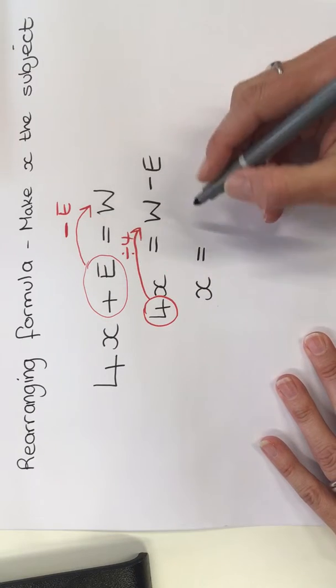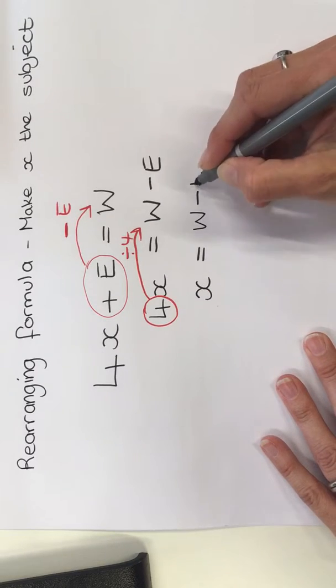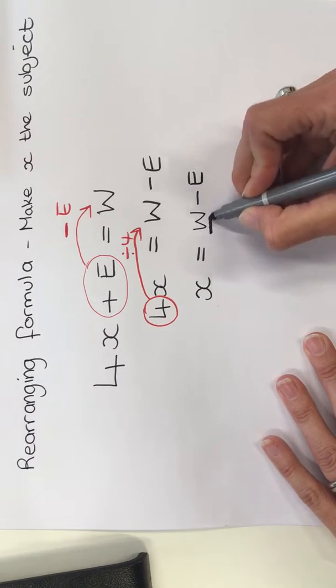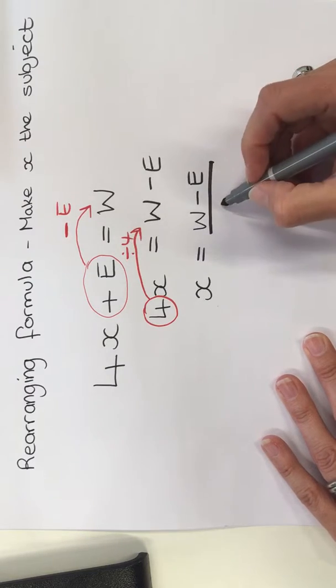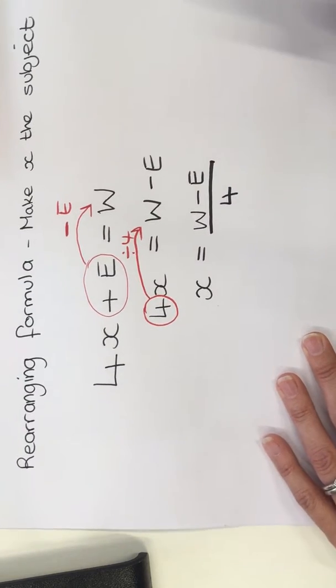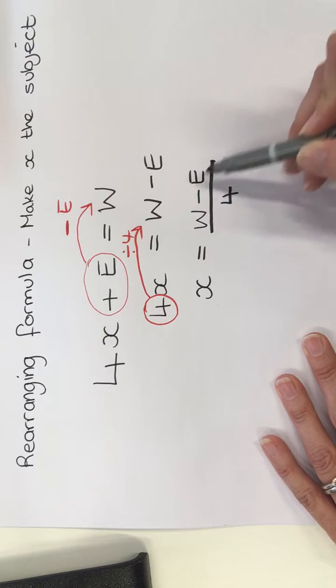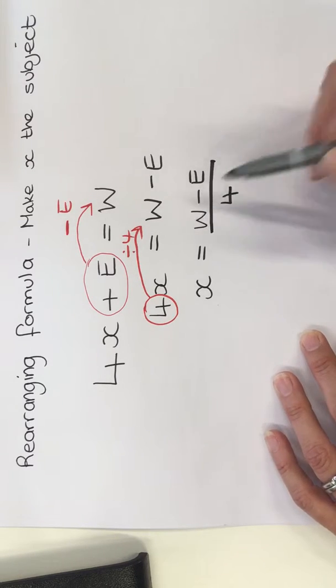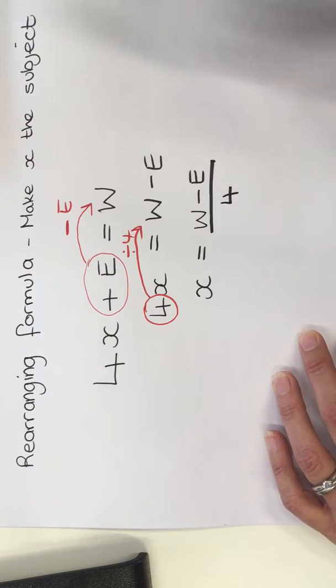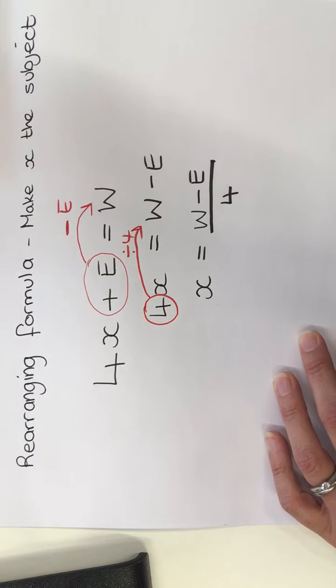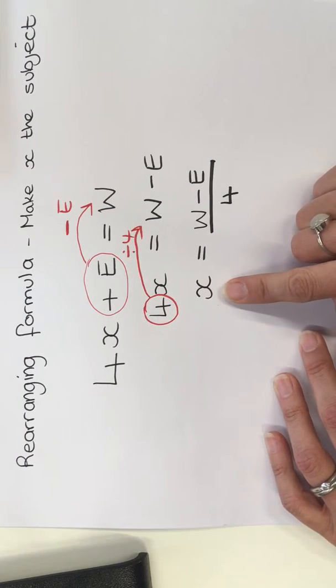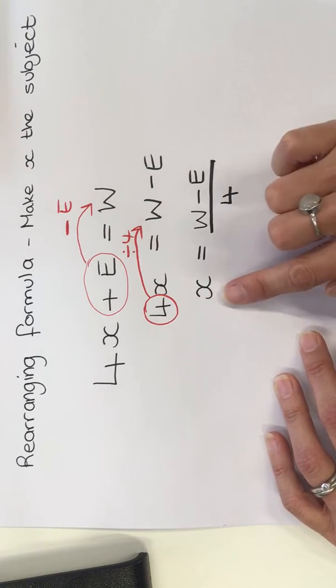And then on the other side I have W minus E there already, and I need to divide all of that by the 4. It's important that you recognize that you're dividing all of what is there already by the 4, not just the W, not just the E, it's all of it by the 4. And that is the X as the subject because it's by itself, so I've rearranged it, making X the subject.